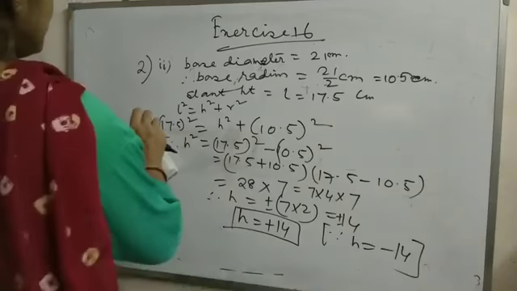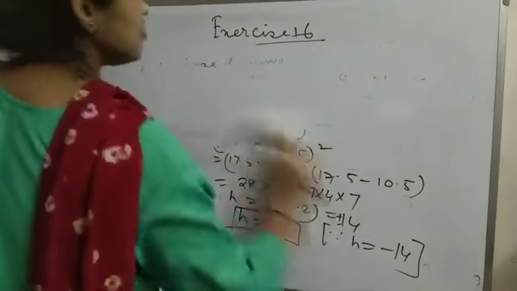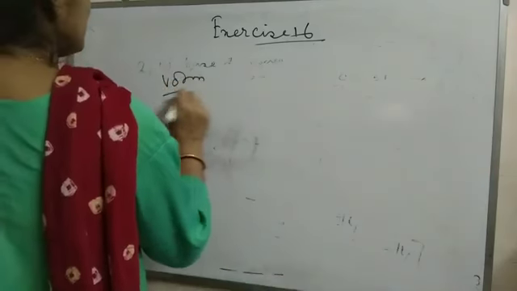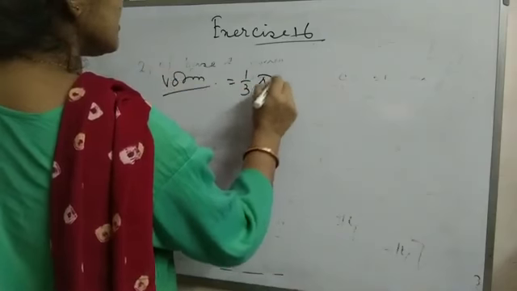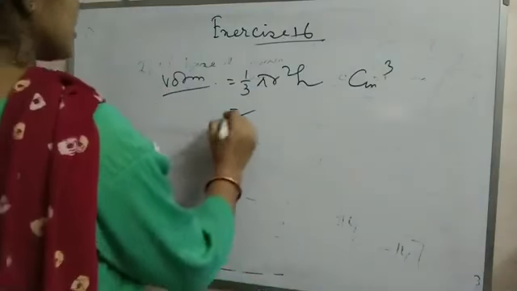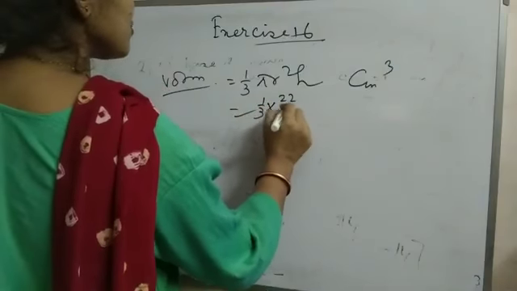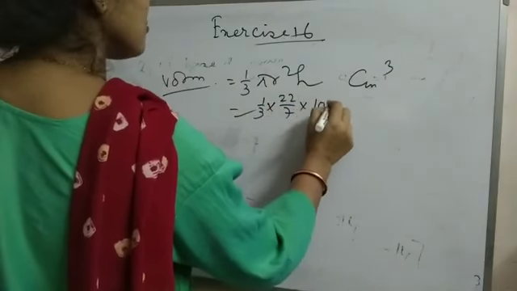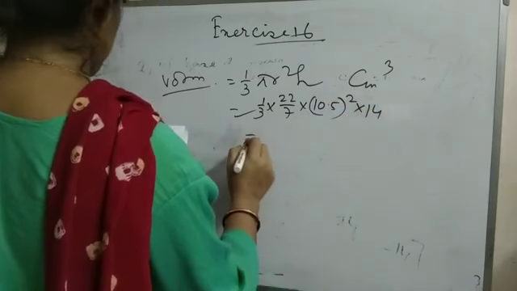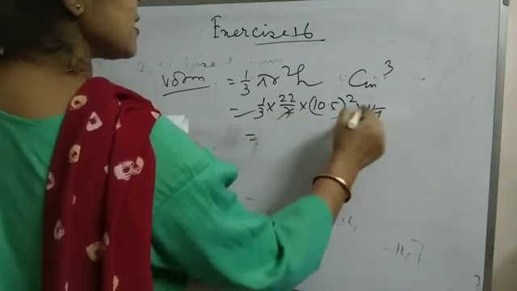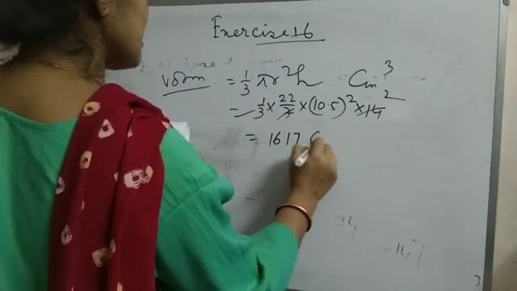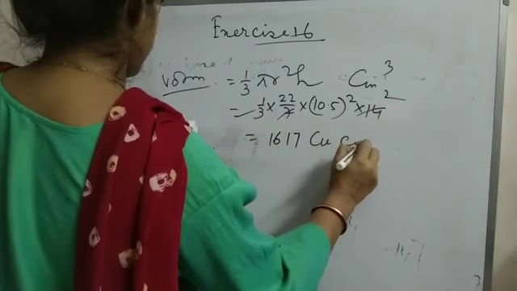Volume equal to 1/3 pi r square h cubic centimeter equal to 1/3 into 22/7 into 10.5 whole square into 14. This is equal to 1617 cubic centimeter.